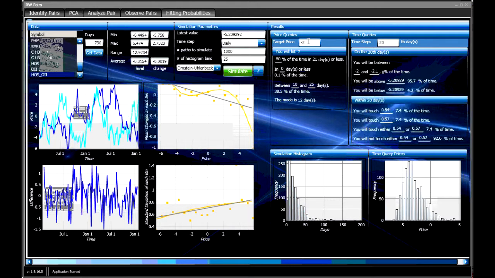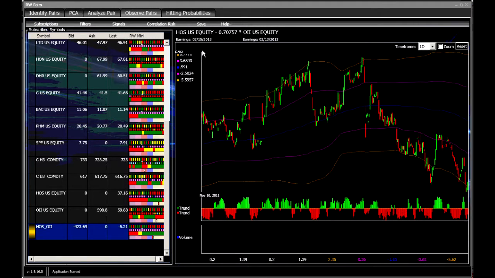So we're just going to go ahead and make this as a pair today. So let's take a look at it. It's HOS minus 0.71, let's say, of OII. We are going long, so for every share of HOS you buy, you're going to be selling 0.71 shares of OII.